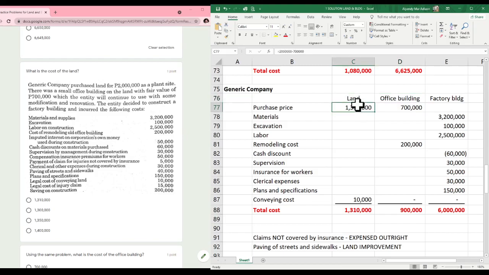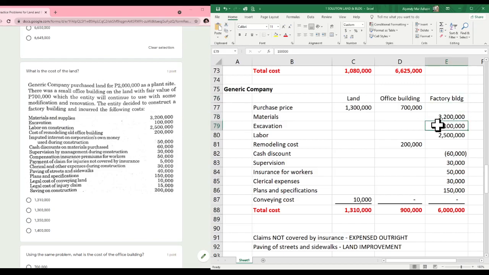Okay? Now next, the entity decided to construct a factory building and incur the following costs. First, the materials and supplies. Okay, so the entity decided to construct a factory. So we also have a factory building aside from the office building. And here are the costs incurred for that factory. So first, we have materials and supplies. So that is under the factory.